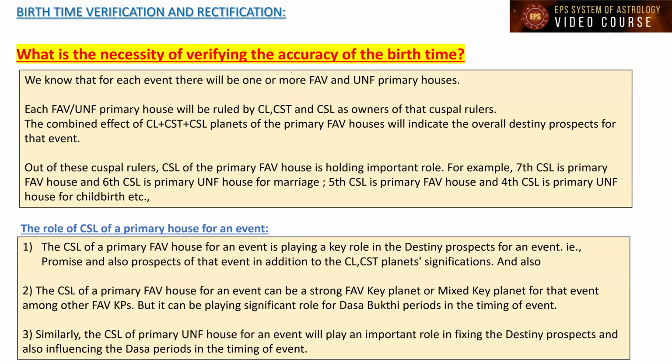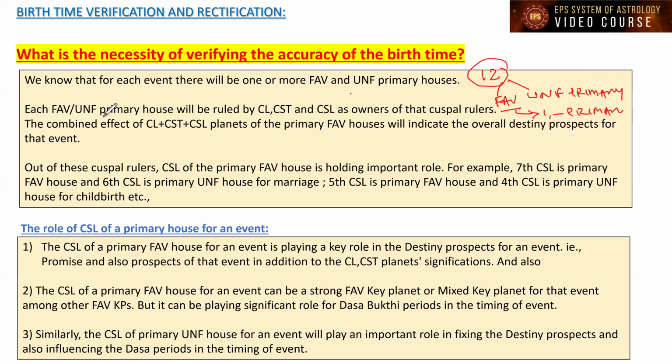What is the necessity of verifying the accuracy of the birth time? We know that for each and every event, there will be one or more favorable and unfavorable primary houses. Out of the 12 houses, some houses will be favorable for a particular event and some houses will be unfavorable. Among the favorable, one or more houses may be primary favorable houses and similarly primary unfavorable houses. For example, for the event of marriage, we can say the 7th house is the primary favorable and the 6th house is going to be primary unfavorable.